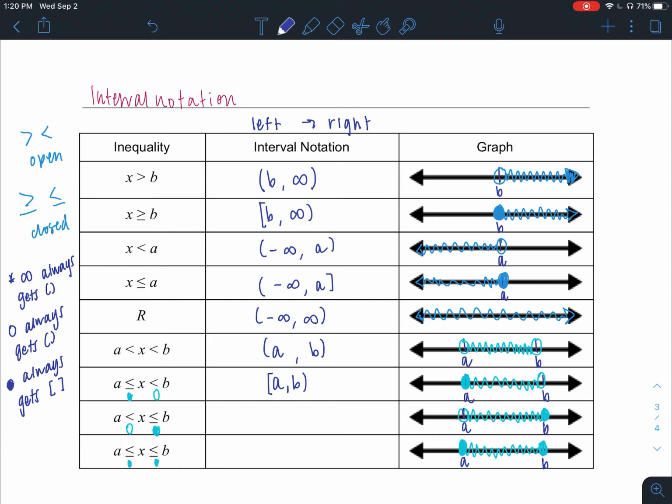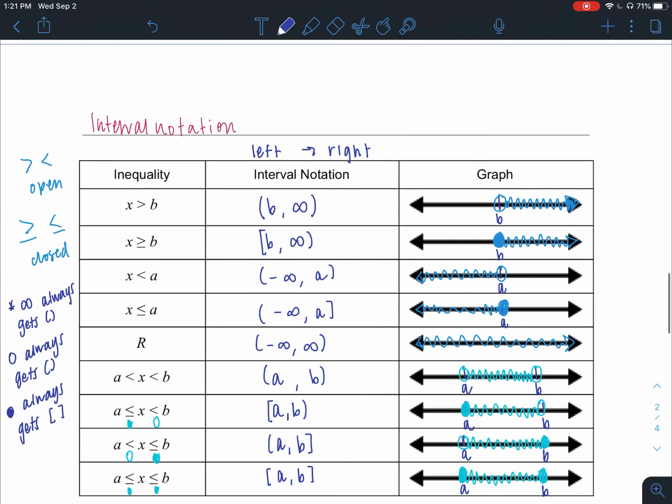Right, this next one I want you to try on your own. I'm going to put a question in the video right here. The answer to this one is open circle for A, closed for B. So we have parentheses A, B, bracket. And then finally, we have two closed for the last one there.